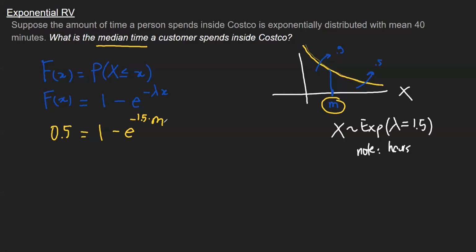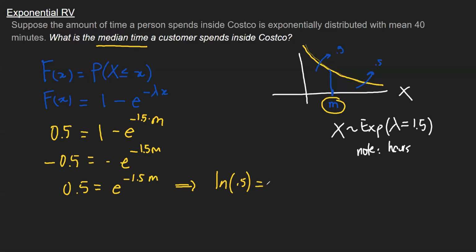Now I'm just going to go through some algebra. I'm going to subtract 1 from both sides. I get a negative half. Both sides are negative, so the negatives will cancel out, leaving me positive 0.5 equal e to the negative 1.5 times m. And then here, to get the m down, I'm going to do the inverse operation of exponents, in this case, the natural log. So natural log of 0.5 equals, and I'll go ahead and write all this out, natural log of e to the negative 1.5 to the m.